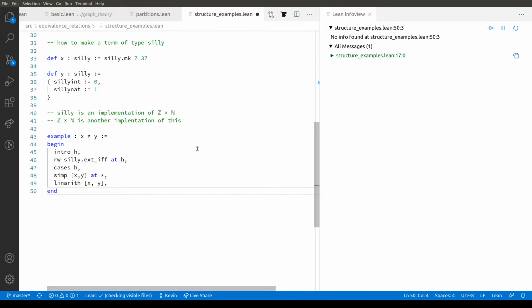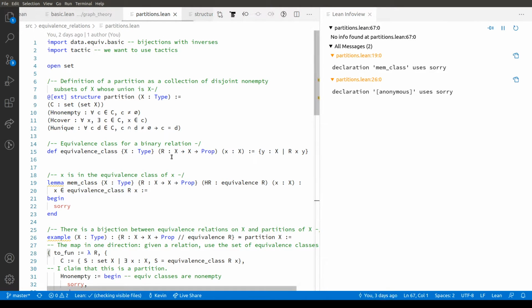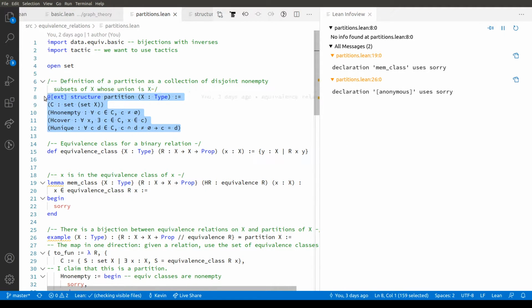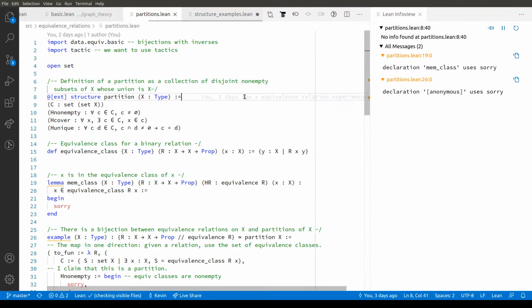Let's get back to, let's have a look at what we're going to prove today. So here's my definition of a structure. So let's take a careful look at this structure. This structure is the structure of partitions on a type, right? A type is just a set. So X is a set, except X is a type because we're doing type theory. And I'm going to define the structure of partitions of X. And a partition of X is going to be a collection of subsets of X, and then 3 axioms.